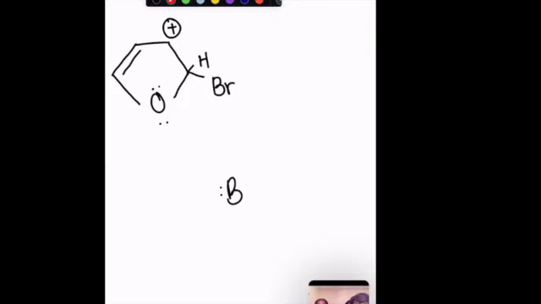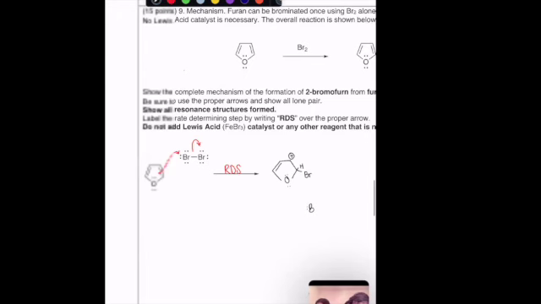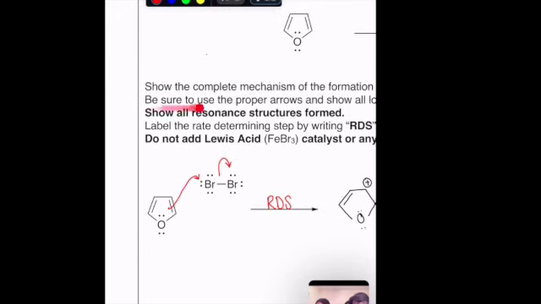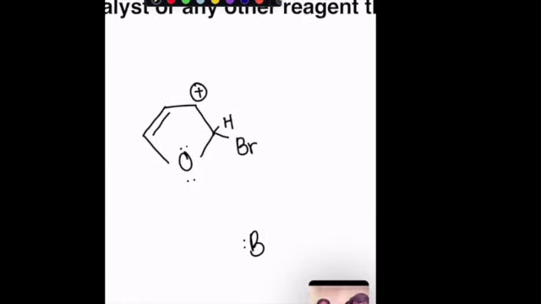But before we continue on with that, another thing that you guys are going to have to do in your mechanisms, do not forget it, because your question is not complete without this. As you can see, it says show all resonance structures formed. So before we continue on with our generic base B, we're going to draw our resonance structure or structures.